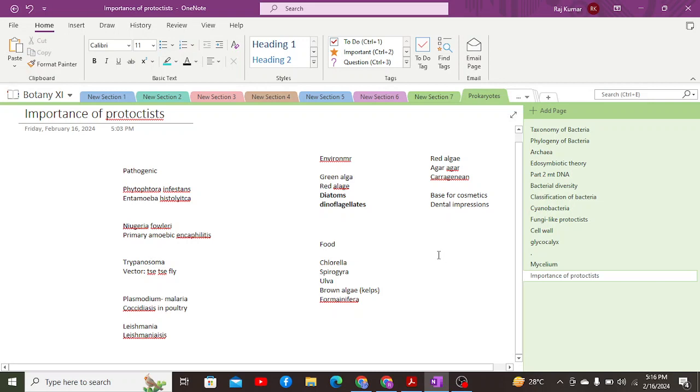And when it comes to research, Chlorella is a non-motile photosynthetic unicellular green algae, which is utilized in research and photosynthesis. And apart from that, single cell protein is another application of these algae, Chlorella.